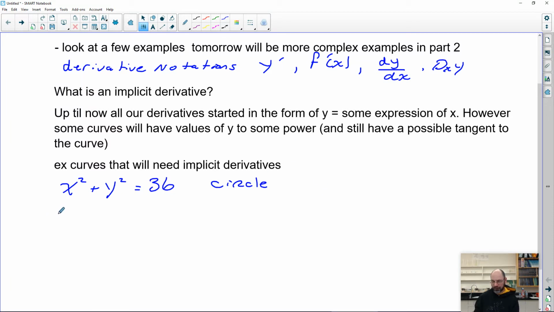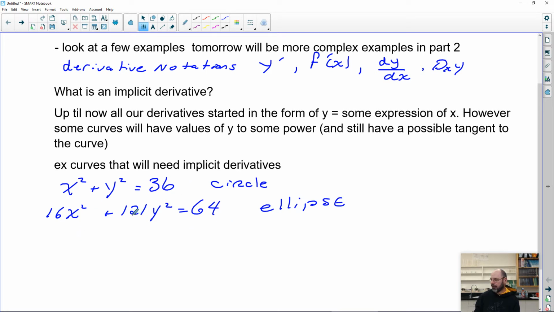You can also have an ellipse. An ellipse would be something with numbers in front, x squared plus y squared equals some value, I don't know, 64, let's say. So that's an ellipse. I still wish they would teach conic sections.